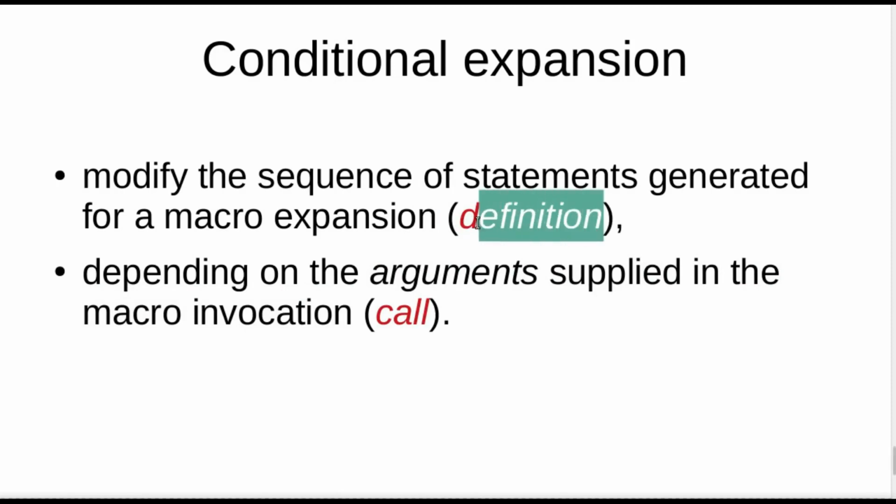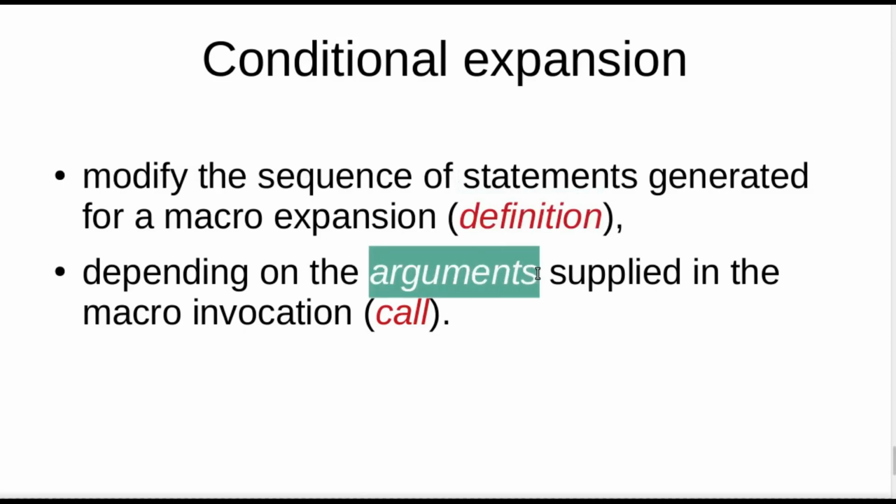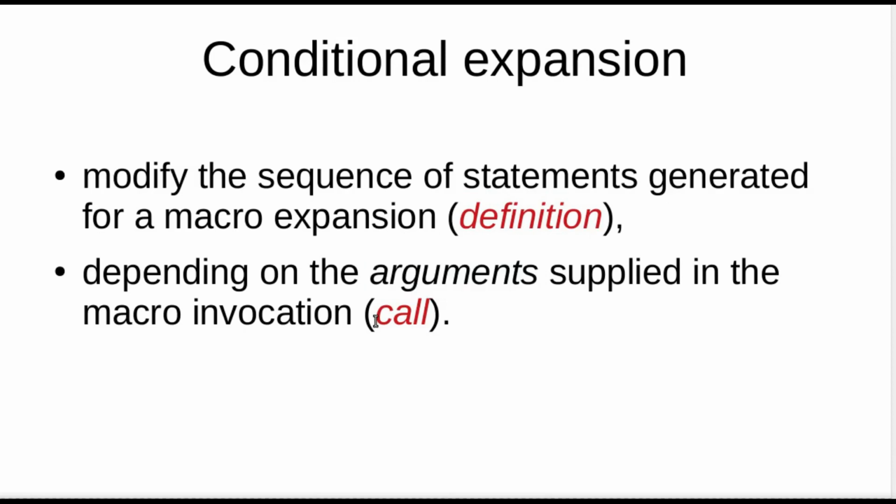So using the same definition, we can generate a modified sequence of statements. How? Depending on the arguments supplied in the macro call, depending on the number and type of arguments that we are supplying in the macro call. This is how conditional expansion works hand in hand by using argument values along with the AIF and AGO statements, right? So this was all about the conditional macro expansion facility.